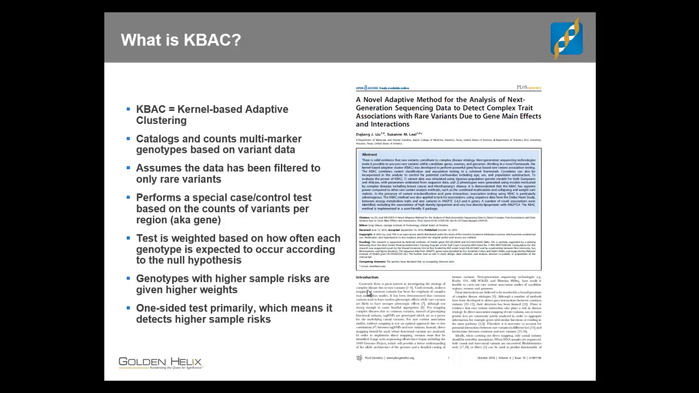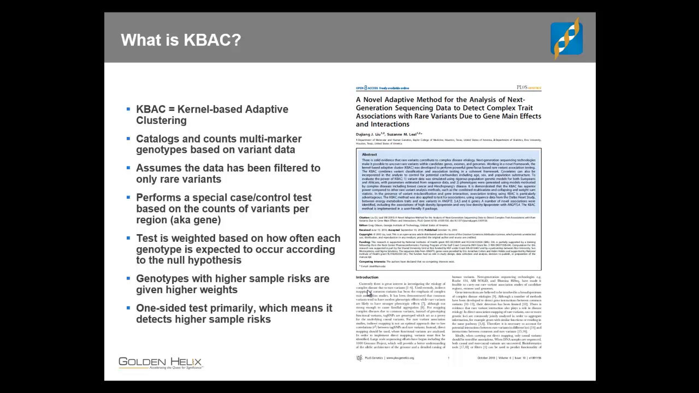So what is KBAC? KBAC stands for Kernel-Based Adaptive Clustering and was published in the Liu and Liao 2010 paper shown here. This method catalogs and counts multiple marker genotypes based on variant data. It assumes that the data has been filtered to only rare high-quality variants, and ideally there are at least 3 variants in a region. It performs a special case control test based on the counts of variants per region, in other words, a gene or a transcript, and the test is weighted based on how often each genotype is expected to occur according to the null hypothesis.